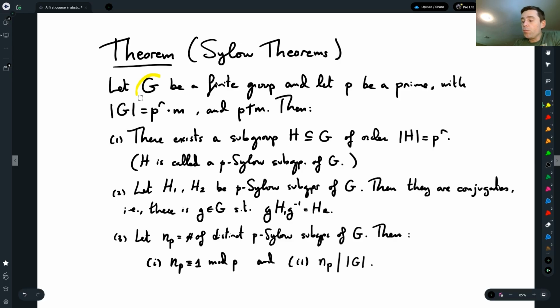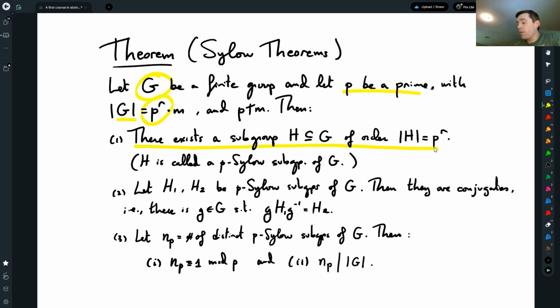If I have a group G and a prime P that divides the order of the group, and suppose P to the R is the largest power dividing the order of the group, we're trying to find subgroups that play the role of the P-primary component in the abelian case, but in the non-abelian case. So the first Sylow theorem, which we have already proved, says that there are such subgroups. There is a subgroup of order the largest power of P dividing the order of the group.